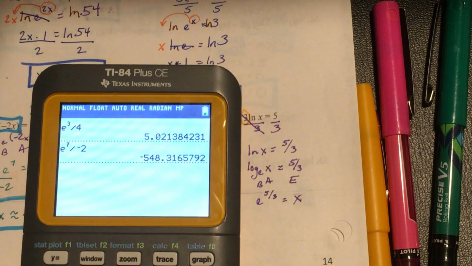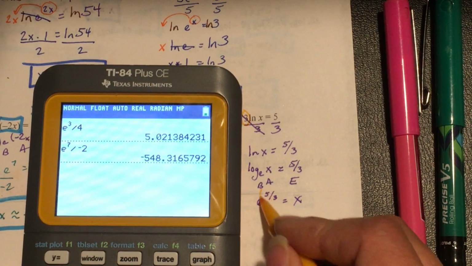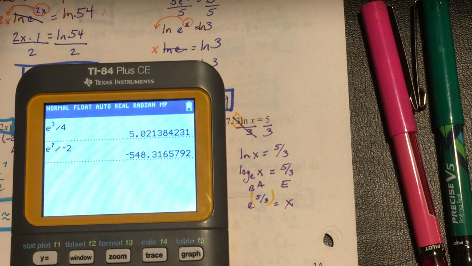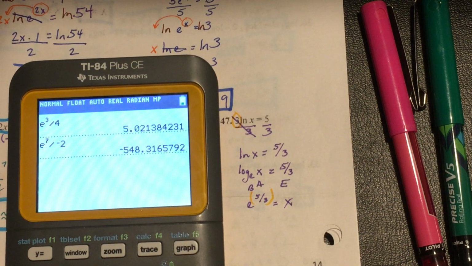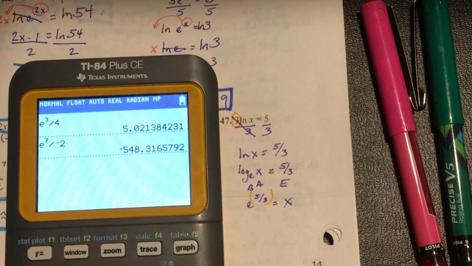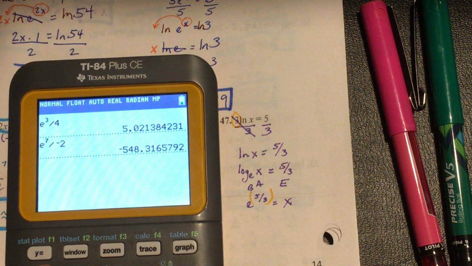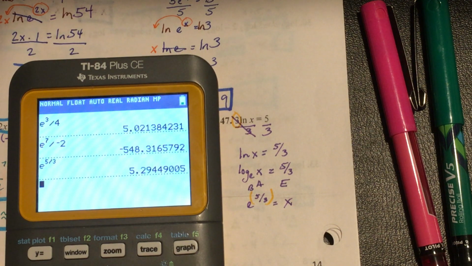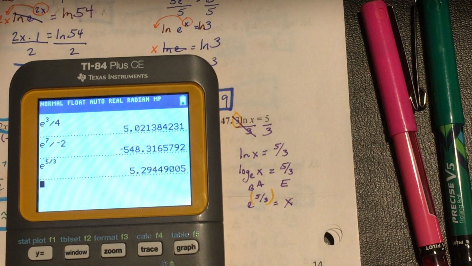And folks using the older calculators, please, please make sure that you enclose that 5 thirds in parentheses. Otherwise, your calculator will take e to the 5th and then just divide that whole thing by 3 at ground level. So newer calculators, you can just do e to the 5 divided by 3. Older calculators have those parentheses. And we get 5.294.